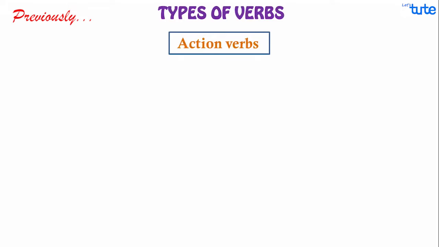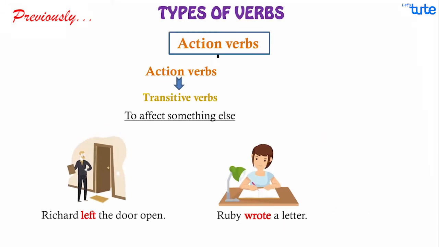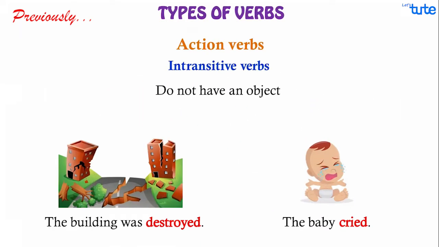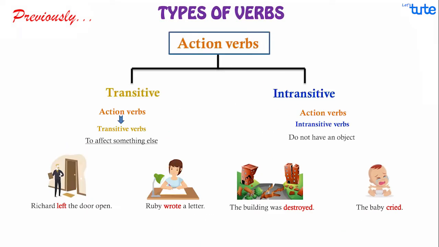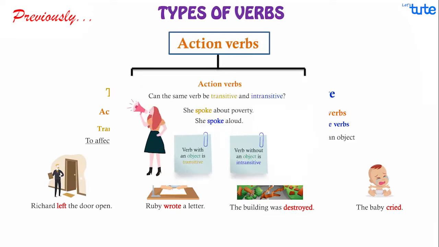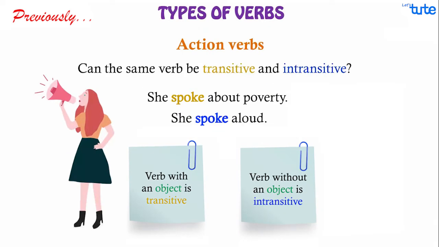In our previous session, we had studied that verbs comprise action performing words that are divided into transitive and intransitive verbs. We also understood how a verb can be both transitive as well as intransitive based on how the sentence is framed. If you have not yet watched that session, then do watch it for a better understanding.